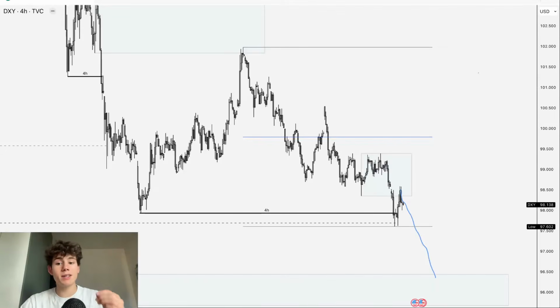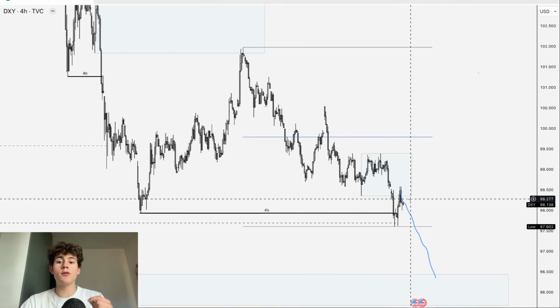So as you can see here on the DXY, the order flow is bearish, so we could still trade down lower. So my name is Oscar Madsen, I'm a funded trader as well as a personal coach, and with these weekly outlooks I look for next week to see if we can catch some trades.